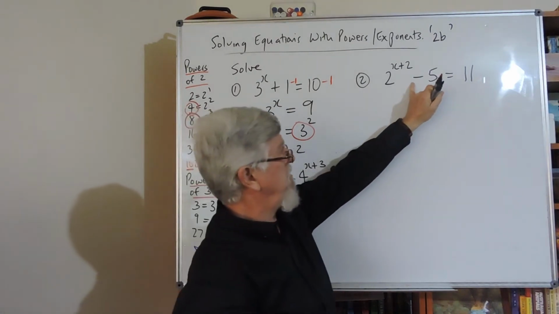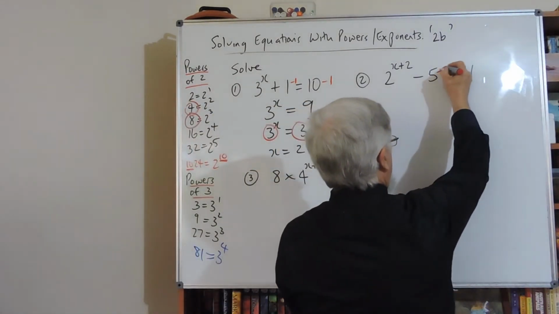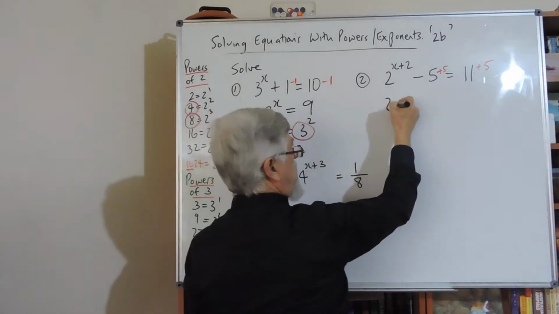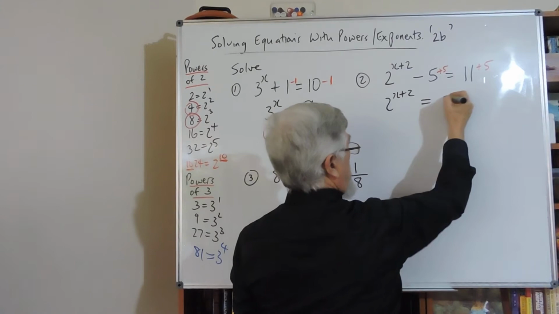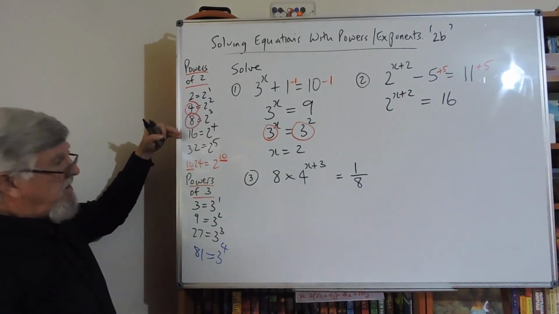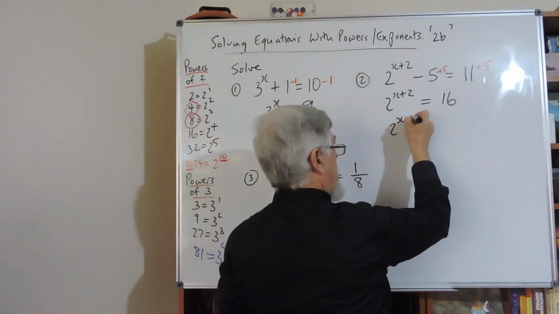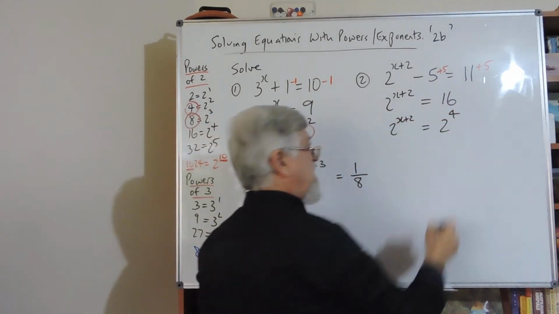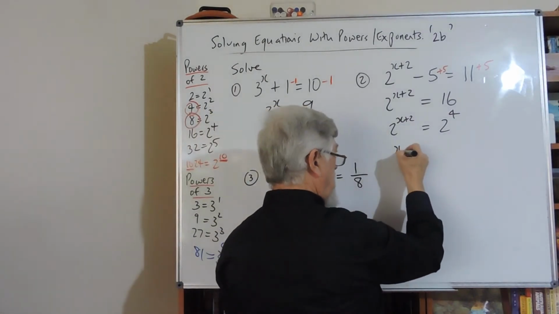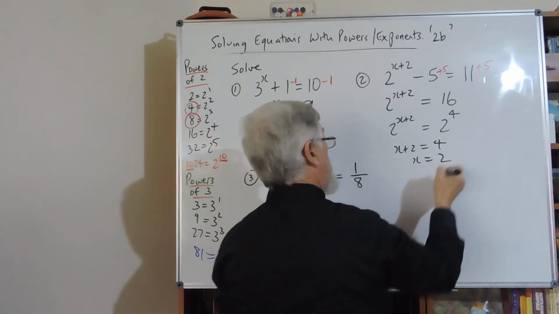So this one's got a minus 5. How do I get rid of minus 5? If I add 5 to this side, I add 5 to that side. And now I've got my magic numbers again. 2 to the x plus 2 equals 16. So now I've got 2, 4, 8, 16. So I can now write the 16 as 2 to the power of 4. And once I've written that 2 to the power of 4, I can just go, the equation is x plus 2 equals 4. And then I can go to x equals 2, obviously.